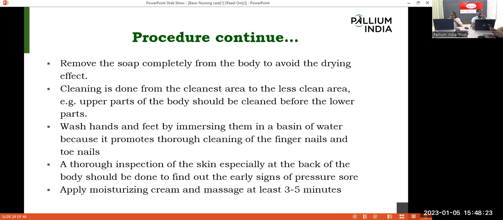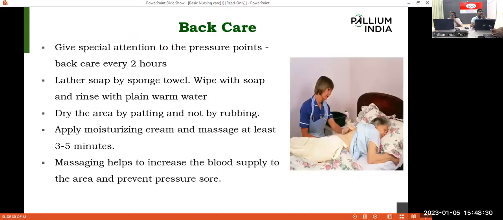Massage the skin for around 3 to 5 minutes, after applying the moisturizing cream. Back care is very important, because the patient is continuously in the supine position, so the back of the body is continuously touching the bed. Continuous pressure on the back side of the body will block proper blood circulation there. So back care will give more blood circulation.